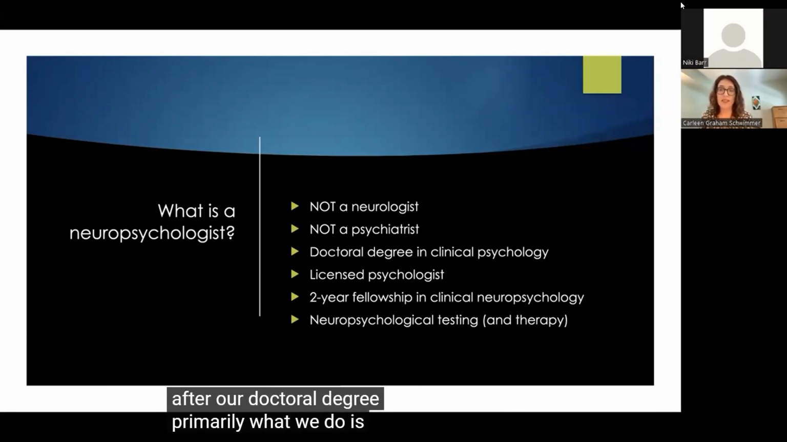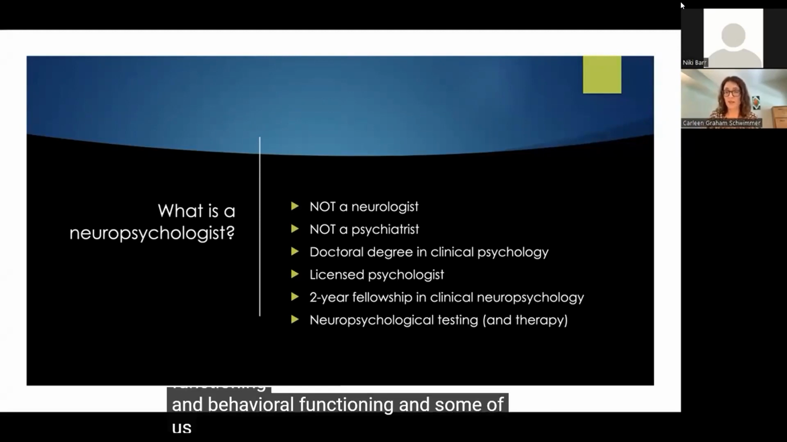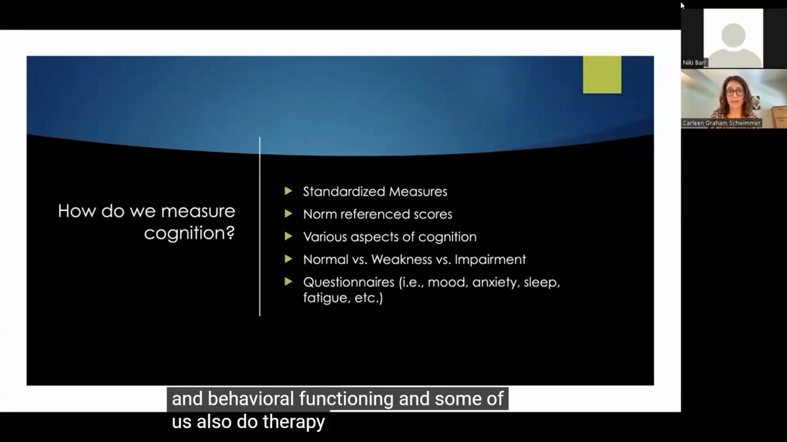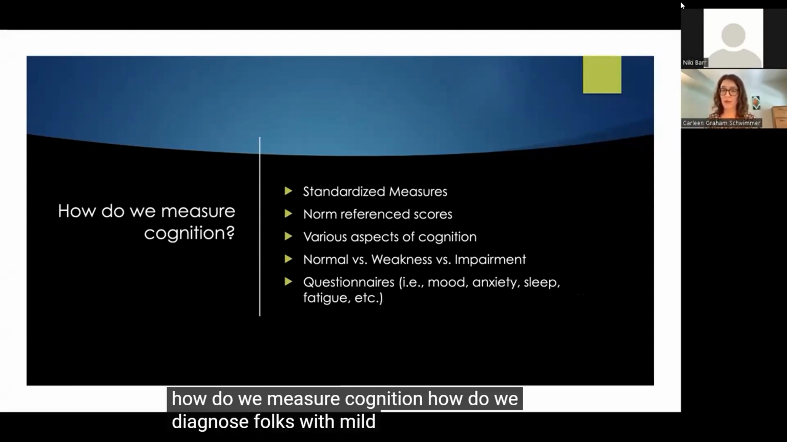Primarily what we do is neuropsychological testing, that is testing of cognitive abilities as well as testing of things like emotional functioning and behavioral functioning. And some of us also do therapy. How do we measure cognition? How do we diagnose folks with mild cognitive impairment or dementia?